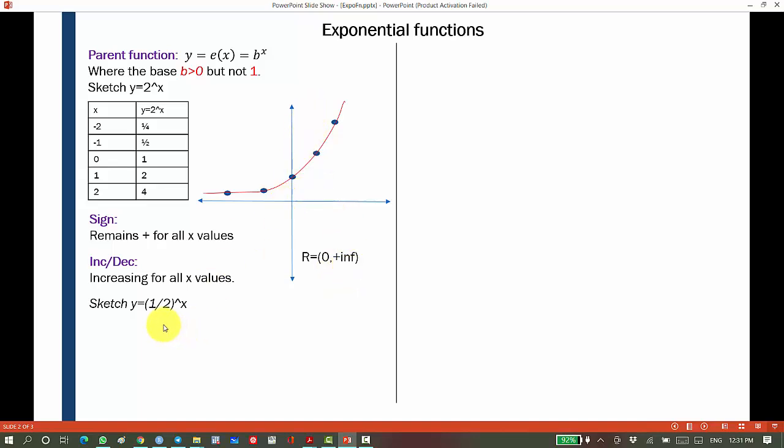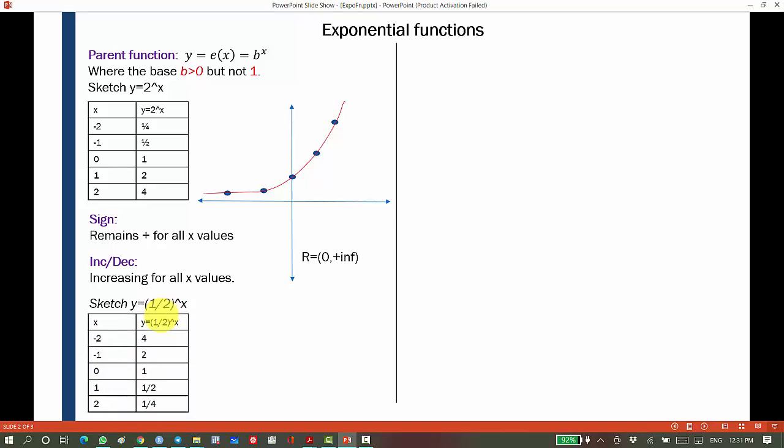Next, let's sketch the graph of y is equal to 1 over 2 to the power of x. Remember that b is the base here, 1 over 2, which is less than 1, bigger than 0. Again, we start giving x some values, such as minus 2, minus 1, 0, 1, and 2, and find the corresponding y values. Putting these points on the two-dimensional space and connecting them, we get the graph of y is equal to 1 over 2 to the power x. As you can see, the sign is again positive for all x's and decreasing for all values of x.